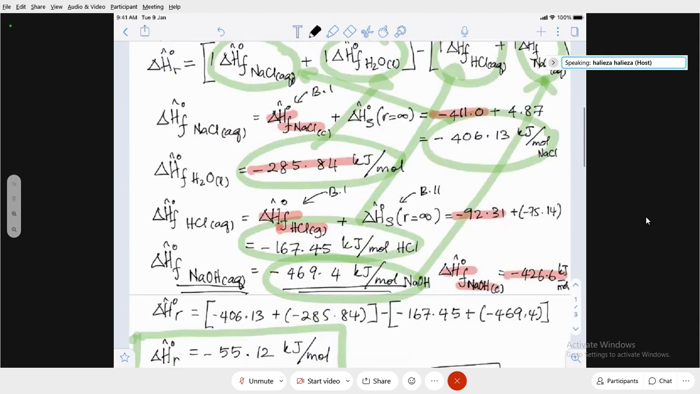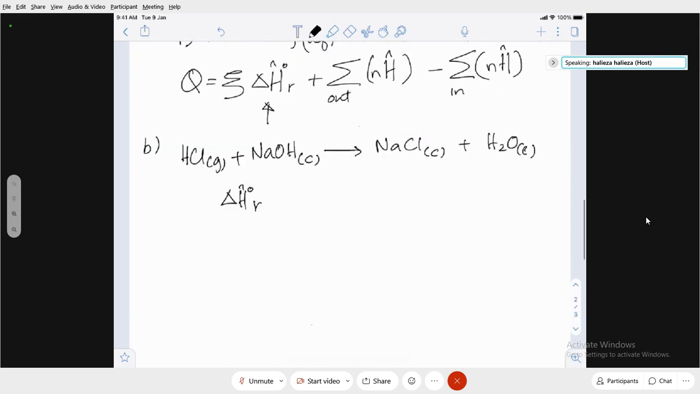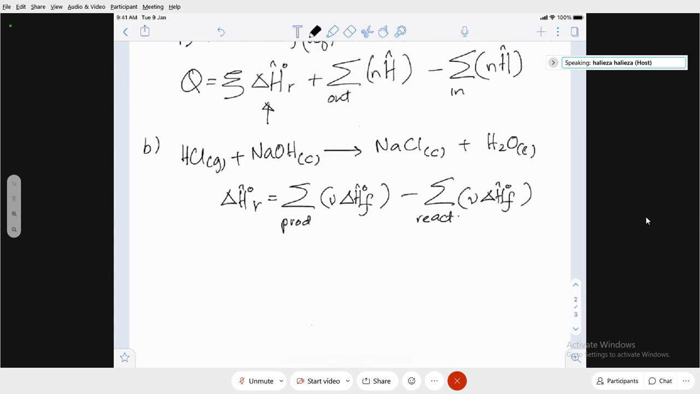Now, we all know how to do this using the standard heat of formation: the product stoichiometric coefficient times heat of formation, minus the reactant stoichiometric coefficient times the heat of formation for the reactant. All of the components in this reaction have a coefficient of 1. So that's very easy to remember. So we just put in the heat of formation.